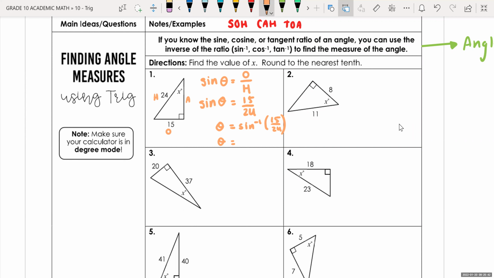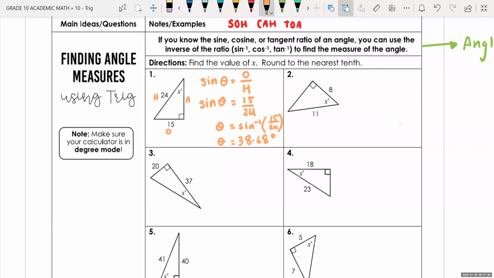What do you guys get when you do that? Okay, not what I got. Tell me if you got something different, Brianna. That's more what I got. So Sophia, just check your work again. I got 38.68 degrees. I'll pause here.